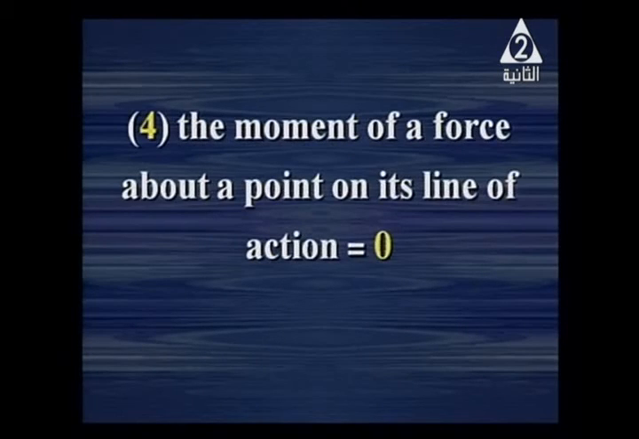Number 4, the moment of the force about a point on its line of action equals what? 0. Remember, we find the moment of the force about a point on its line of action must be equal to 0. Why? Because there is no distance. There is no position vector. In this case, R equals 0. R cross F, or R times F sine theta, in this case equals 0.